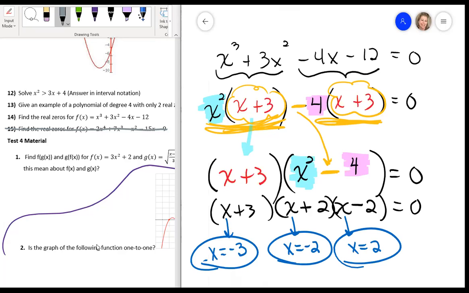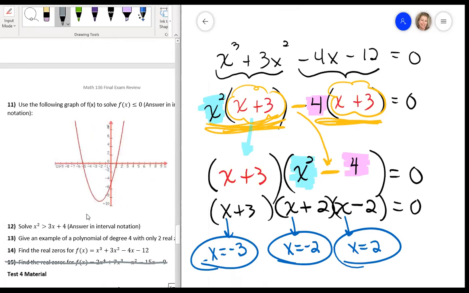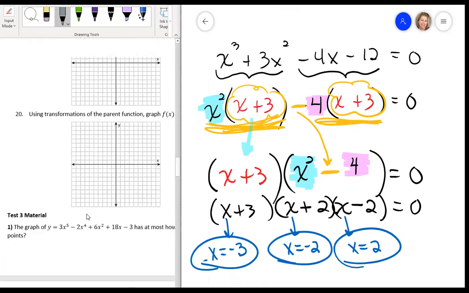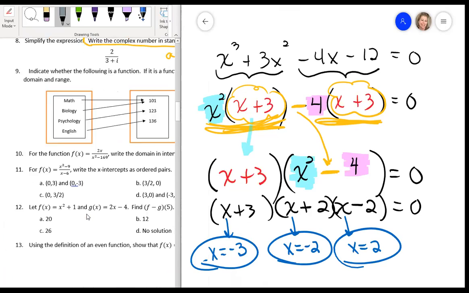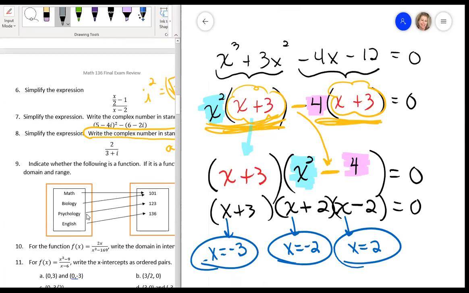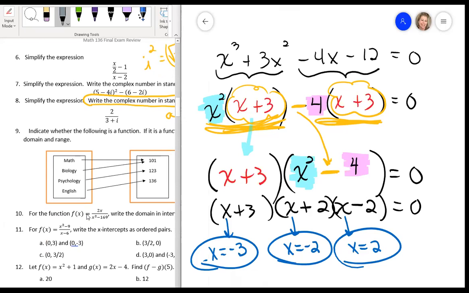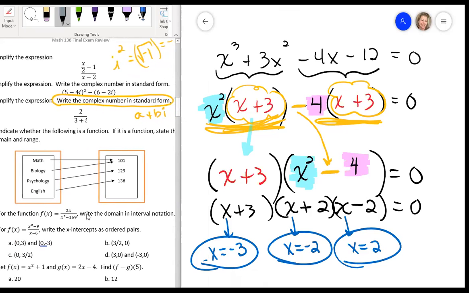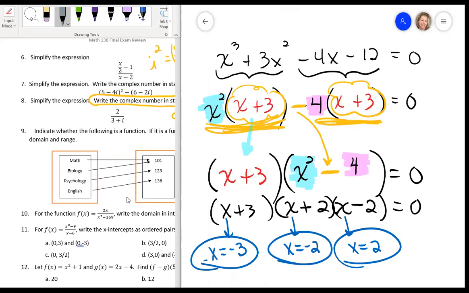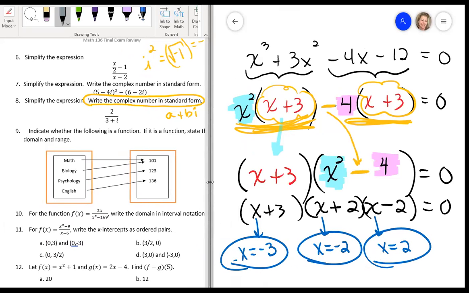This was the first test. No, second test, number 10. Yeah, I want to look at number 10 real quick on the second test. It says their second test review, chapter 2, was it? It just asks for the domain, but they want it in interval notation.